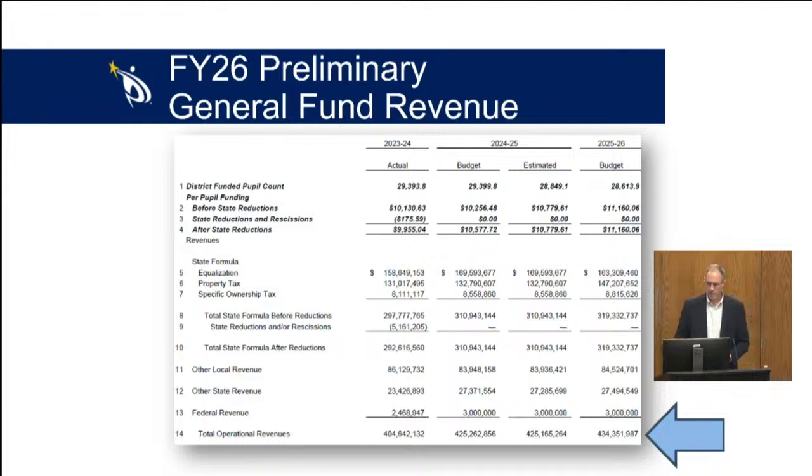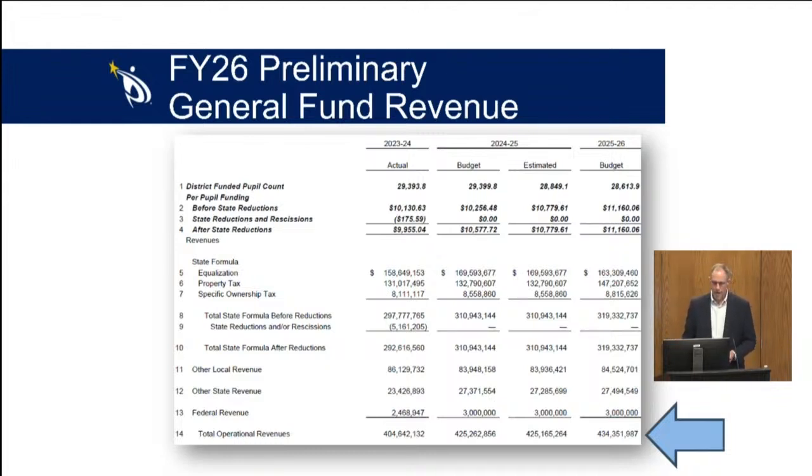And the assumption that we're building this budget on is the same as a couple weeks ago at 28,613.9 funded pupils. And we talked about what funded pupils mean a couple weeks ago. This is an averaged count. It's based on 4 years of averaging, and it does include district charter schools.